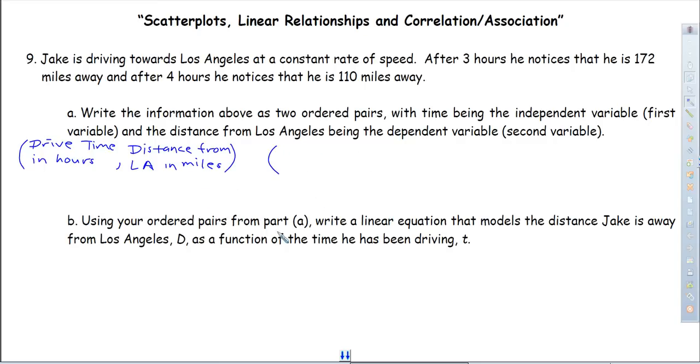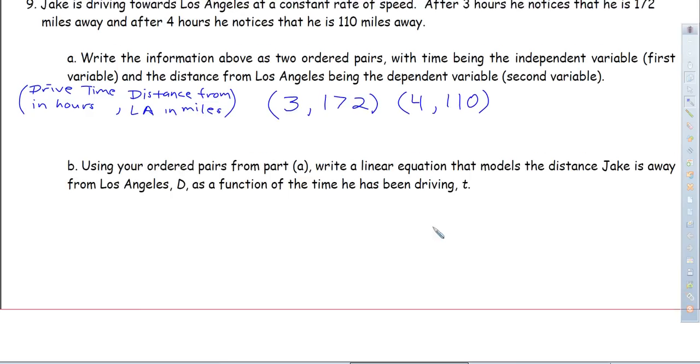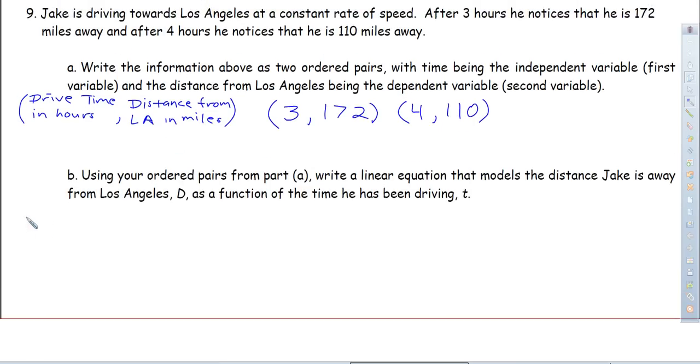So what's our first coordinate going to be? Well, it says after 3 hours of driving, he is 172 miles away. And this says that after 4 hours, he is 110 miles away. So now we have our 2 points. Part B asks you to use the ordered pairs from Part A and write a linear equation that models the distance Jake is away from Los Angeles, D, as a function of the time he's been driving, T. So, what do we need to start with?